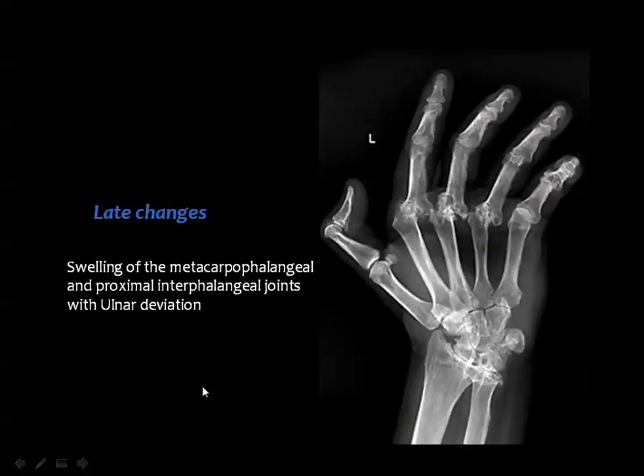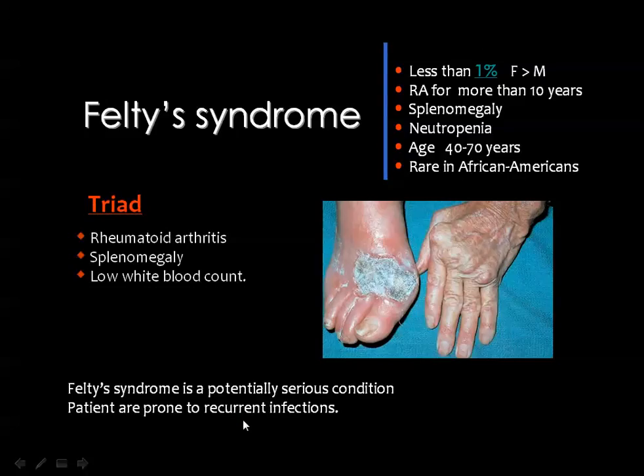Then if you look at this case of rheumatoid arthritis, you can see significant narrowing of the radiocarpal and ulnocarpal joints with bone sclerosis and erosive changes of the carpal bones. Also, you can see the erosions affecting the metacarpophalangeal joints and some of the proximal interphalangeal joints.